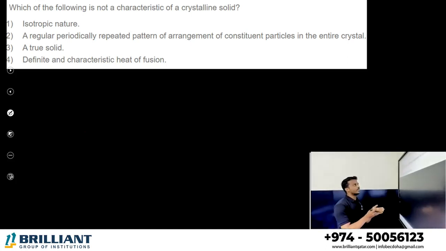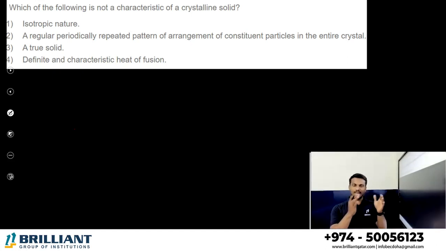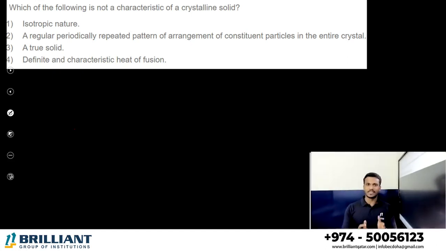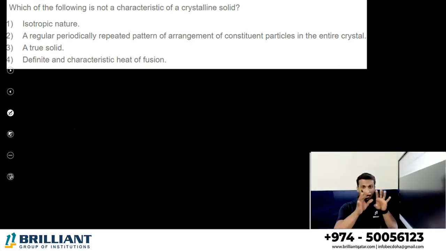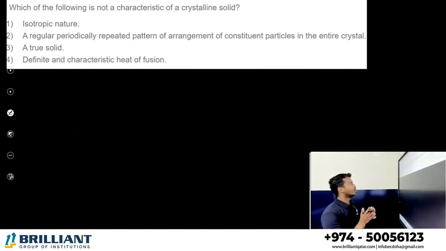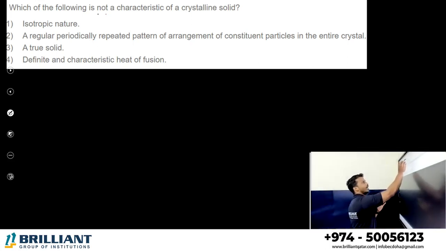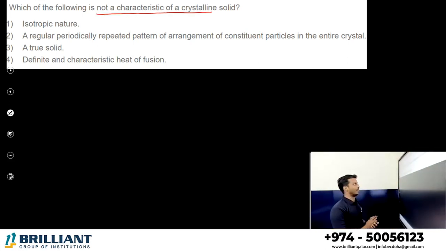Which of the following is not a characteristic of a crystalline solid? You studied that solids are mainly classified into two, crystalline and amorphous. Crystalline solids are said to be true solids. They have a sharp melting point because of the long range order, and they are anisotropic in nature. So which of the following is not a property of a crystalline solid? First option itself, right? They are isotropic in nature. No, crystalline solids are anisotropic in nature. Correct. Option A is the correct answer.